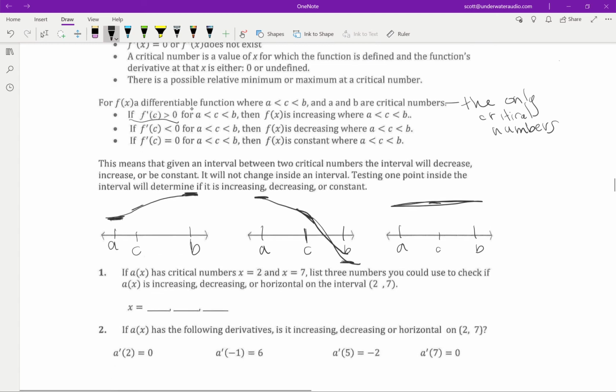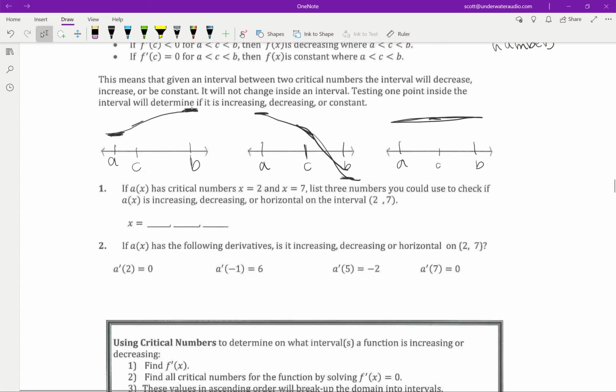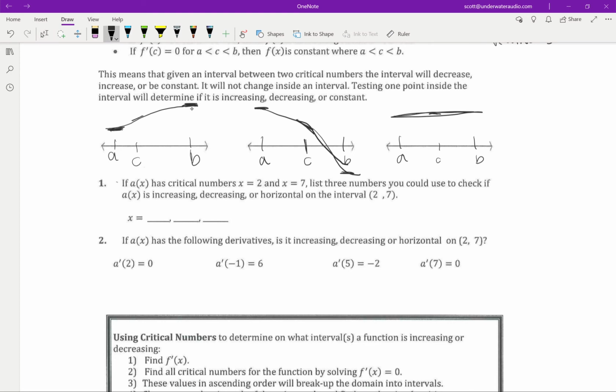So it's a little weird, but the reason we're doing this comes down to this. If a of x has critical numbers at x equals 2 and x equals 7, then the numbers we're going to use to check if it's increasing, decreasing, or horizontal is just a number in between 2 and 7. So I can check at 3 or 4 or 5. And again, we're going to assume those are the only critical numbers.